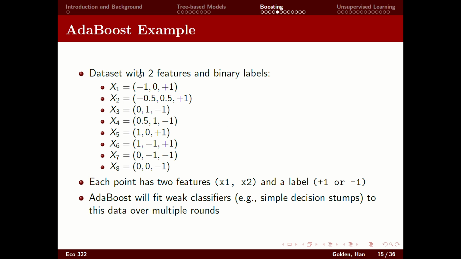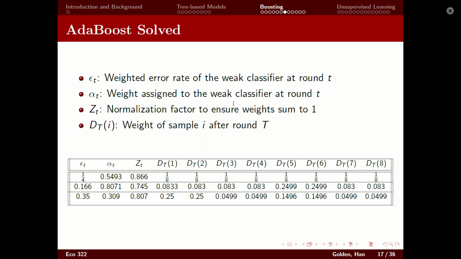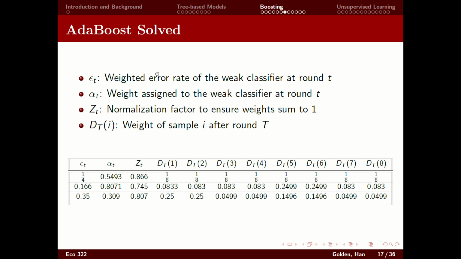So if you have a data set with two features and binary labels like we just showed, each point has two features and a label. AdaBoost will fit weak classifiers, and then over multiple rounds, it will learn more and more effective splits. So here, take a moment and think about where you would split this data. We're trying to separate blue from red. One option would be to go like this, and everything here is blue, but then you have these two reds.